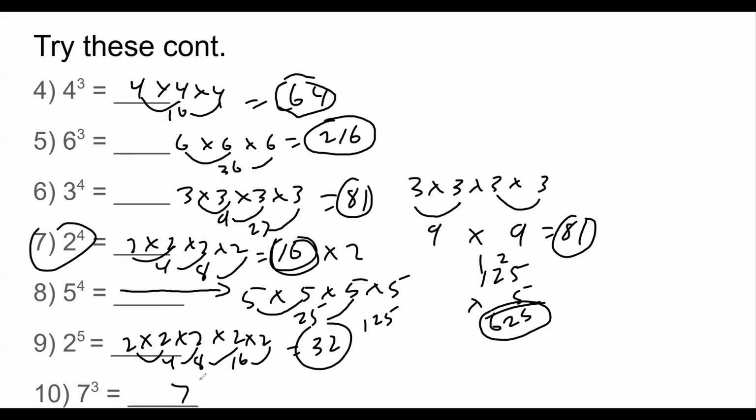7 cubed. 7 times 7 times 7 equals 7 times 7 is 49. And then I can do 49 times 7 to the side. And I get 343. And there you have it.